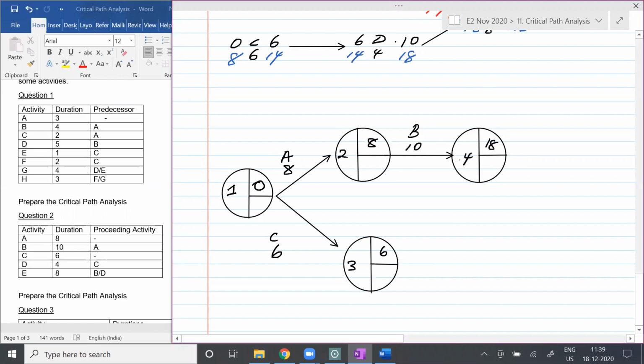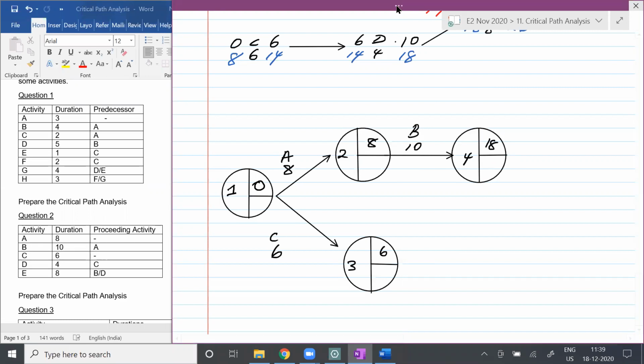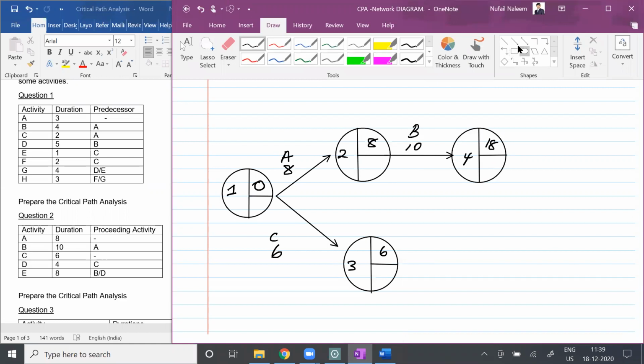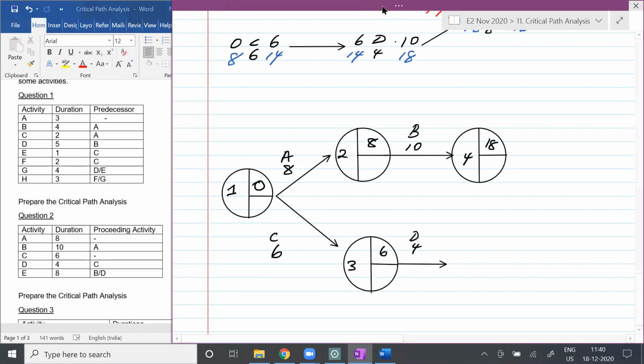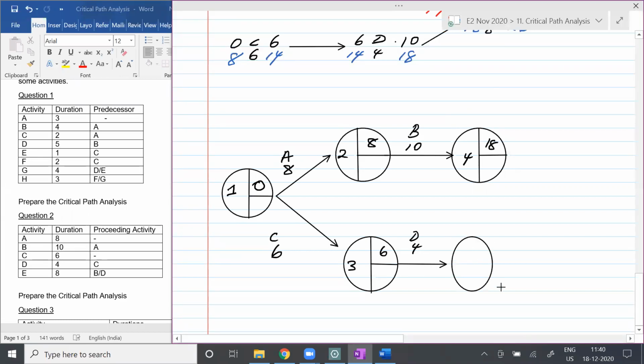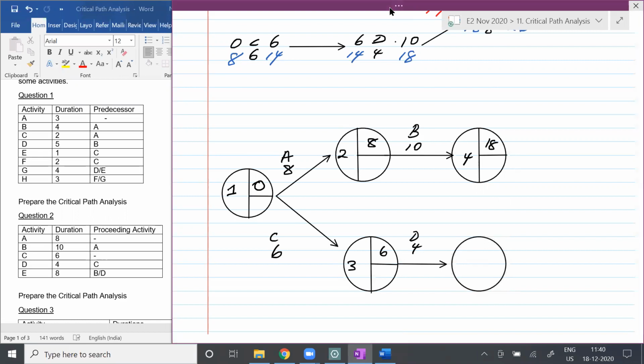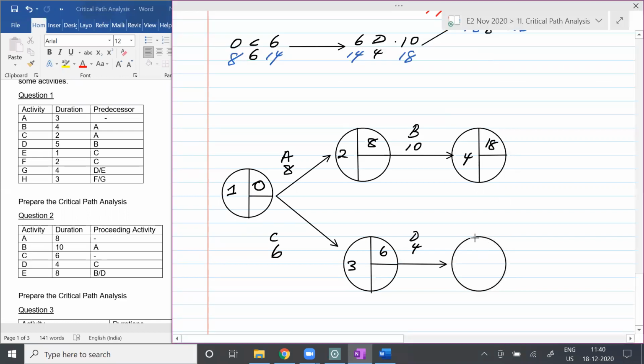And students, if activity C is over, what is the next proceeding activity that can happen? The next proceeding activity is going to be activity D. So the time duration for activity D in this case is going to be how much? 4 weeks, right? If I'm not mistaken. So if it is 4 weeks, students, can we complete that also? Yes, we can complete that also.